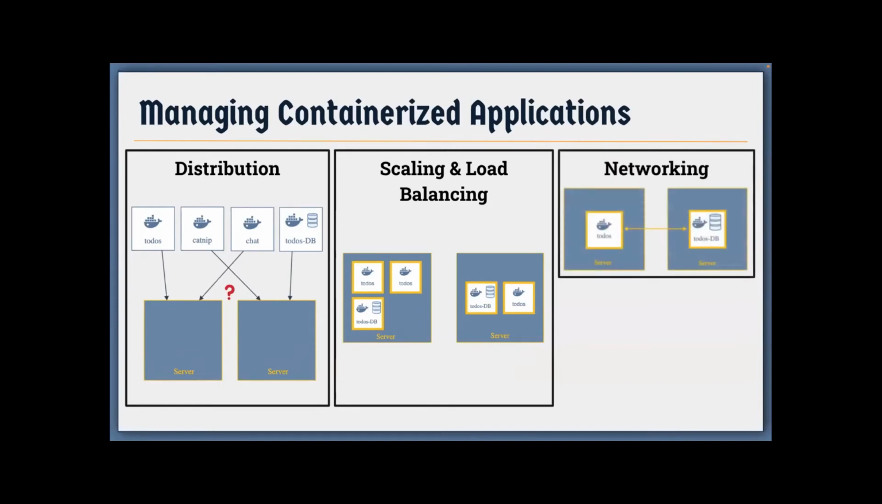Networking. The To-Dos app needs a way to communicate with its database, but they're not only in separate containers, they're on separate servers. How do we handle communication between containers?